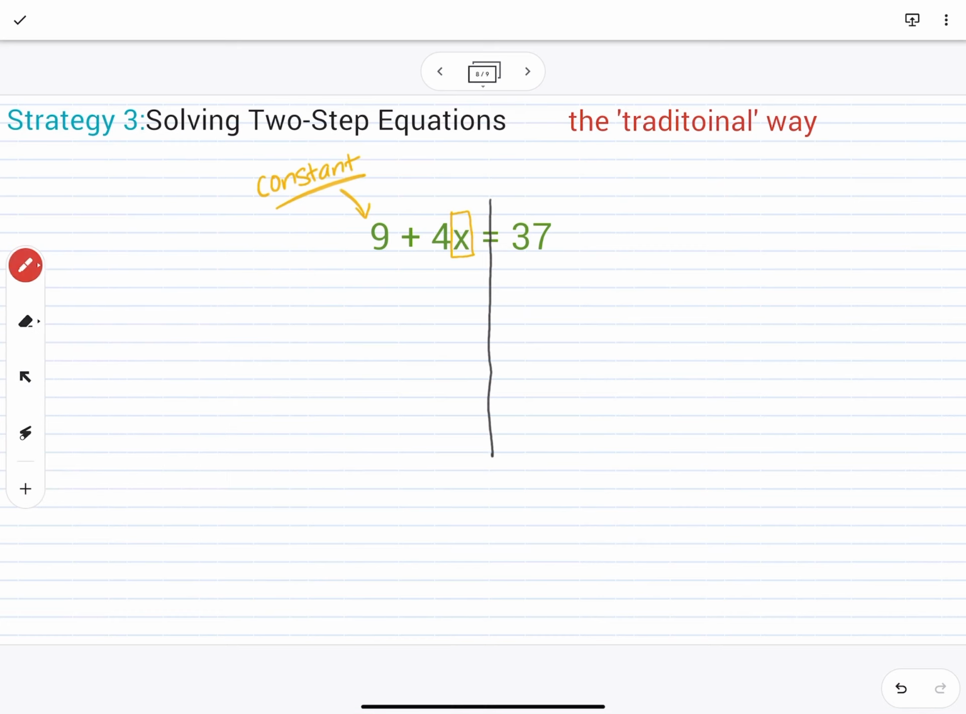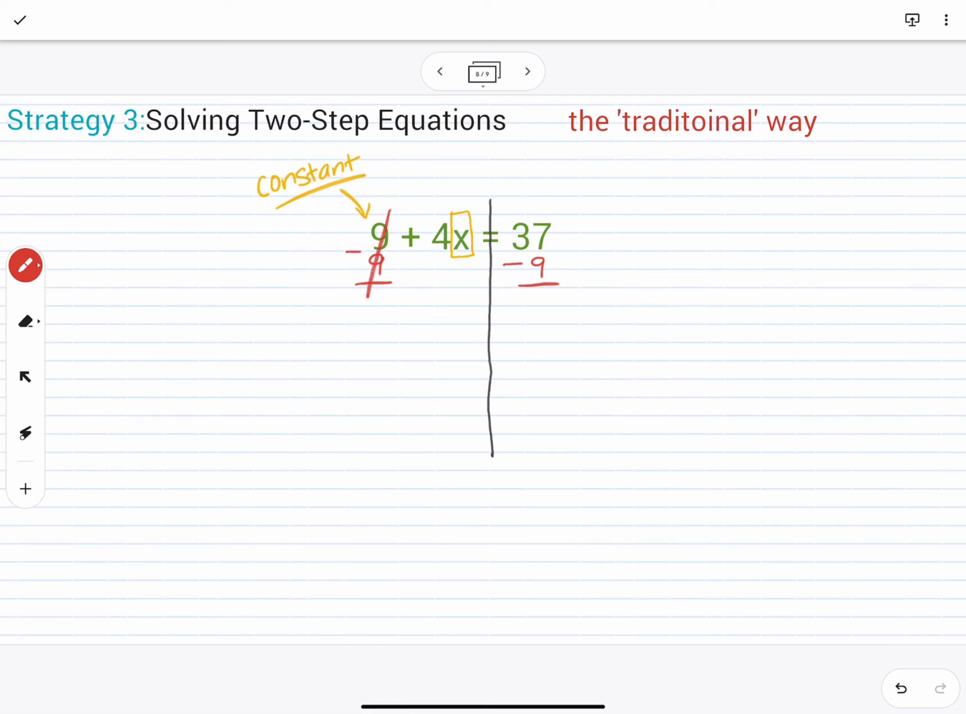And because it's 9 plus 4x, because it's 9, we need to get rid of that. We need to make that 0. We have to use the opposite, the inverse operation. So how are we going to do that? We're going to subtract 9 from both sides. Now, 9 minus 9 is 0, so that cancels it out.